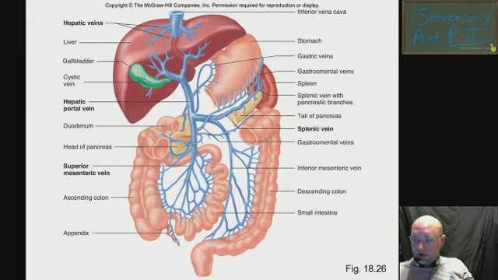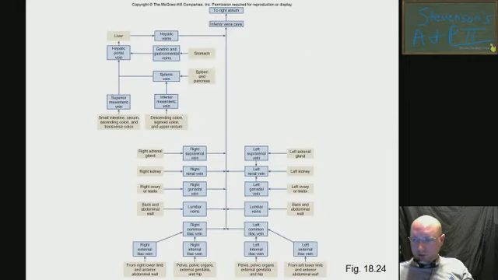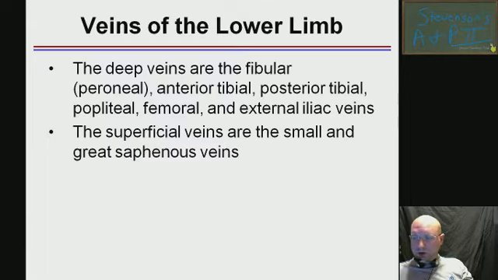What about the small intestine? What's feeding that, or what's taking the blood from that? Superior mesenteric vein. And then your lower or your descending colon, it's being drained by the inferior mesenteric vein. Review figure 18.24 to help you with the details on how the blood vessels interact with each other and how they branch. Branching patterns are very important when it comes to arteries and veins.